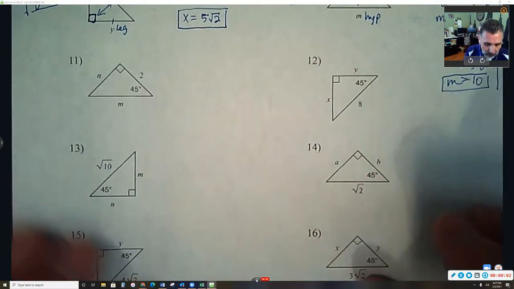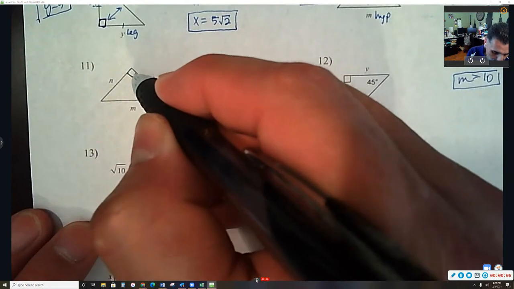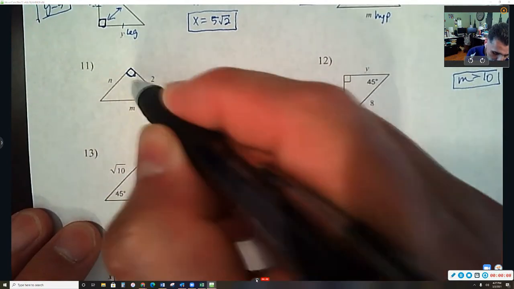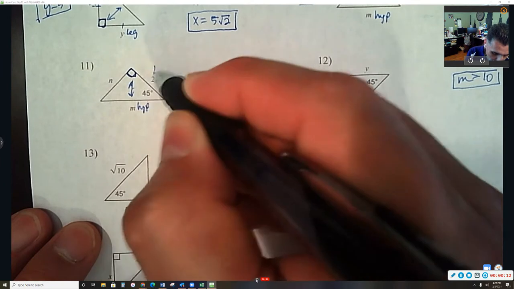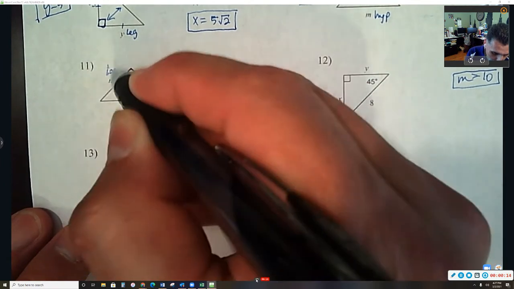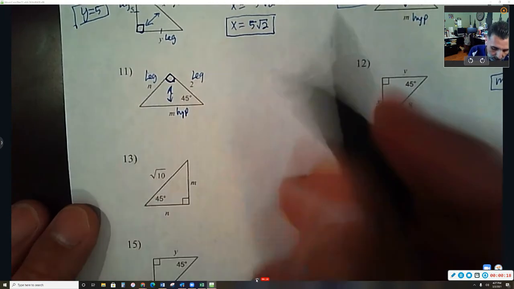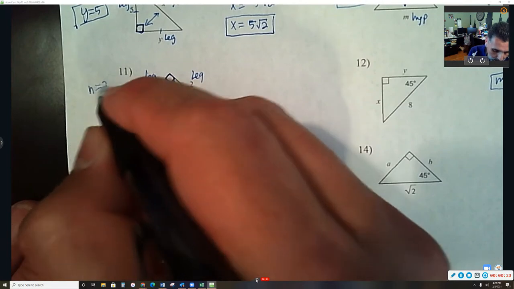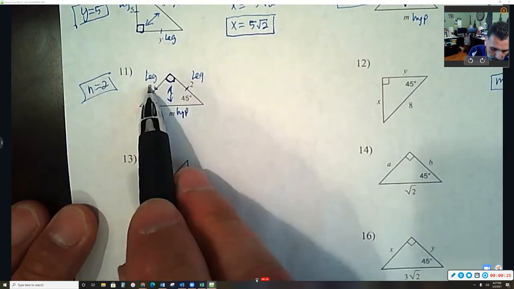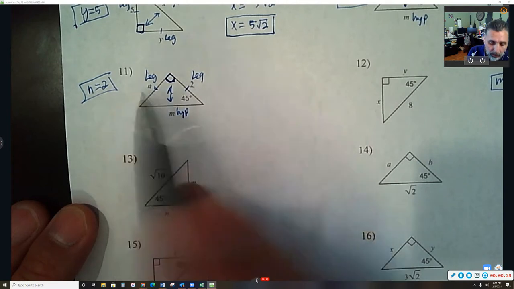Okay, let's do number 11 now. So for 11, again, I keep doing the same thing to begin with. Figure out what is the hypotenuse, and then figure out the legs. Because now that I know the legs are equal, and I know n equals 2, these two are the same. That's 2, so that's 2.